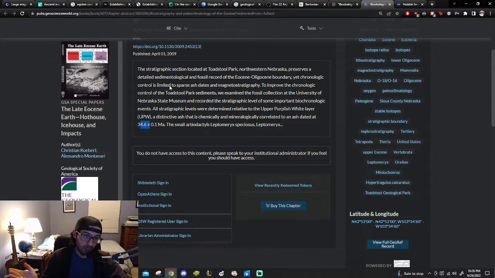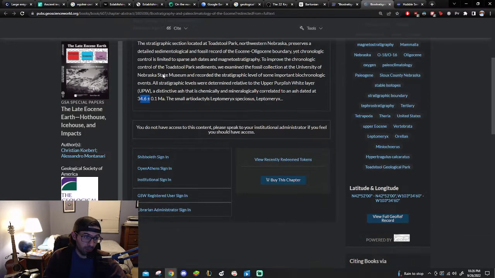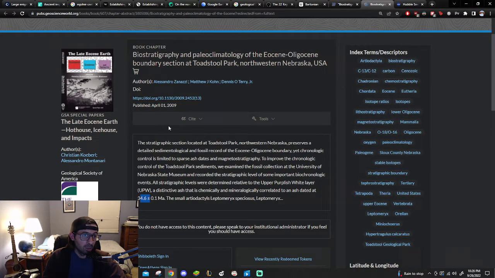Let me actually read at least the abstract or whatever this is. Book chapter abstract. The stratigraphic section located in Nebraska. Ew. Fossil record boundary. Whew.